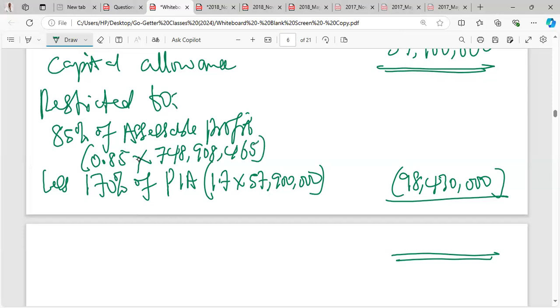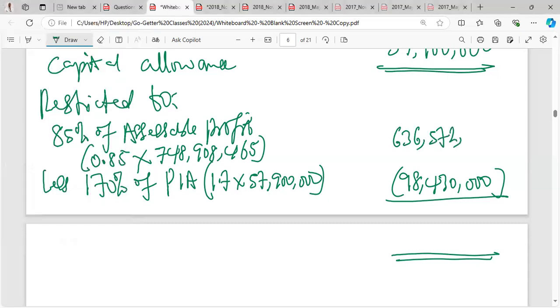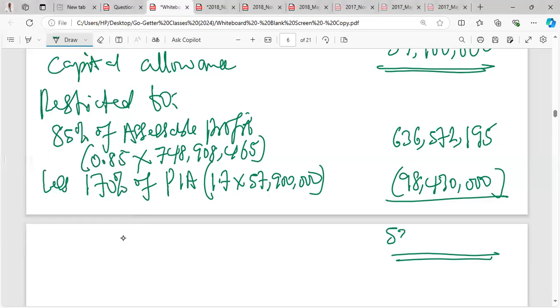All right. So let's look for 85% of that. So multiply by 0.85. That will give me 636,572,195. Okay, let me remove the fraction. 195 minus 98,430,000. That gives me 538,142,195.